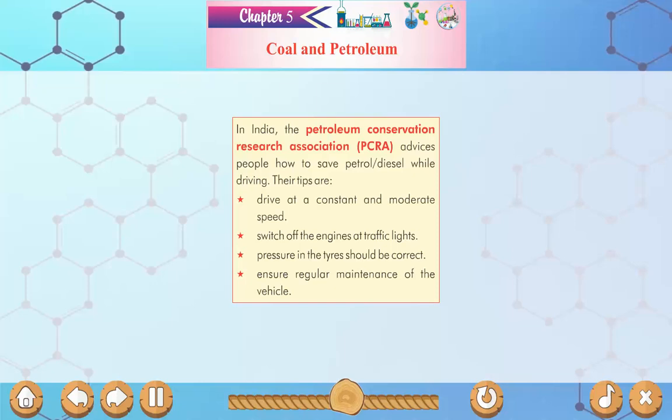In India, the Petroleum Conservation Research Association (PCRA) advises people how to save petrol, diesel while driving. Their tips are: drive at a constant and moderate speed, switch off the engine at traffic lights, pressure in the tires should be correct, ensure regular maintenance of the vehicle.